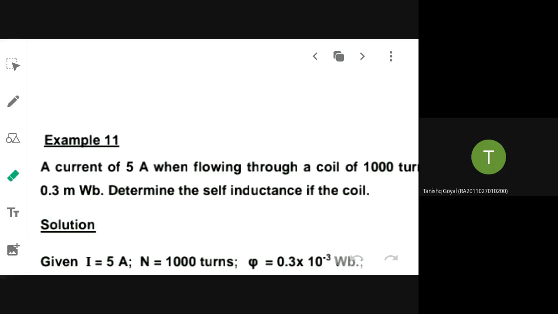No, ma'am, after 1010, what is it? Through a coil of 1010. You don't need that. You want to determine self-inductance. The given data is all visible only. 0.6 millihenry, ma'am.